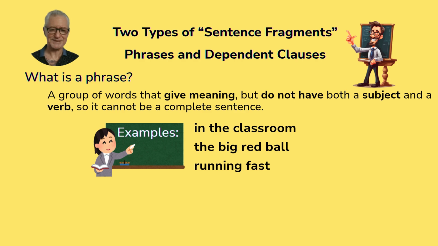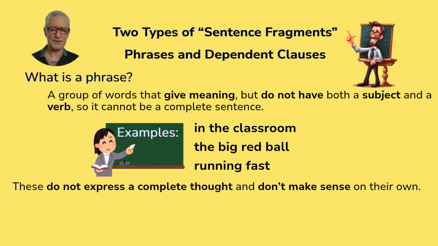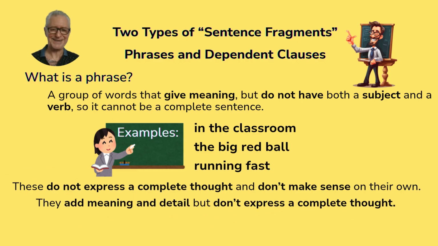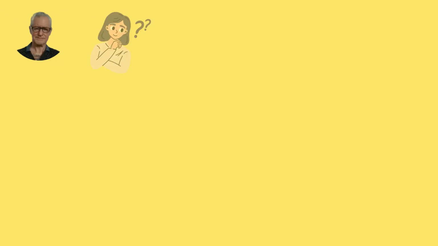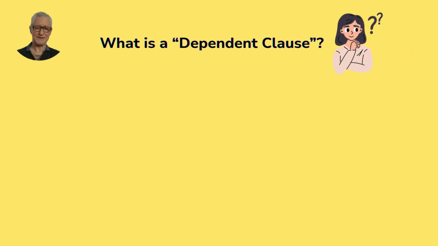In each case, these do not express a complete thought. They are words that have meaning, but they don't express a complete thought and they don't make sense on their own. Standing alone, they don't make sense. They're just random groups of words. So they add meaning and detail, but they don't express a complete thought. So that's what a phrase is. It's a group of words that gives meaning, but it doesn't have a subject and a verb, so it's not a complete sentence.